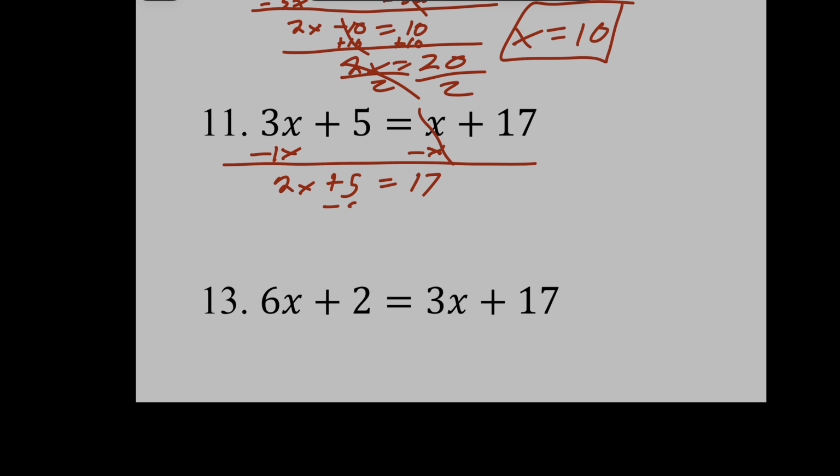Okay. So now I'm going to subtract 5 from both sides. Boom, die. 2x equals 12. And now when I divide each side by 2, boom, x will equal 6.